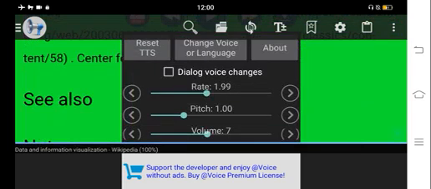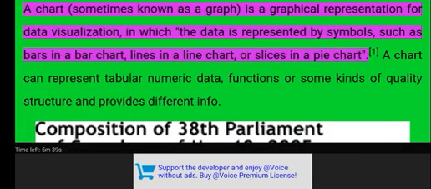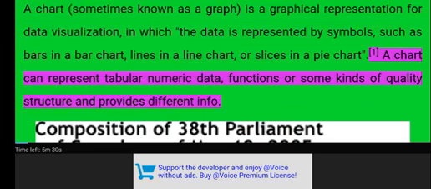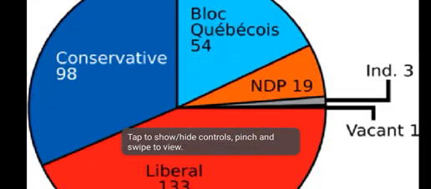Sometimes known as a representation for data visualization, in which the data is represented by symbols, such as bars in a bar chart, lines in a line chart, or slices in a pie chart. A chart can represent tabular numeric data, functions or some kinds of quality structure and provides different info. A pie chart showing the composition of the 38th Parliament of Canada.